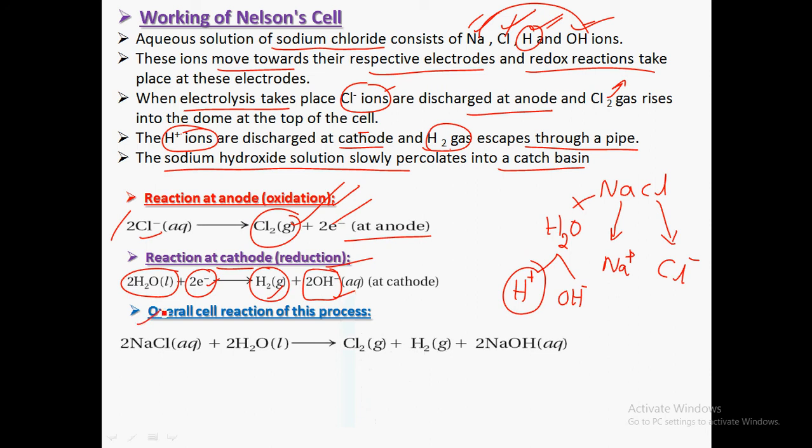The overall reaction: sodium chloride, which is brine, on reacting with water, on whole electrolysis, what happens? Chlorine separates out as chlorine gas, hydrogen separates out as hydrogen gas, and the sodium and OH both react and form sodium hydroxide, which is our product. So we prepare sodium hydroxide from the Nelson cell in manufacture. So this is the end of the topic.